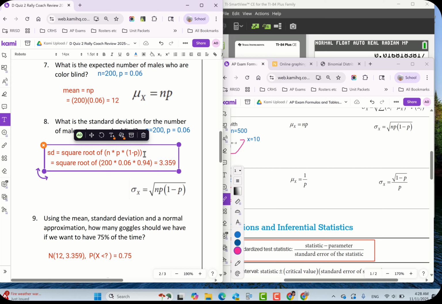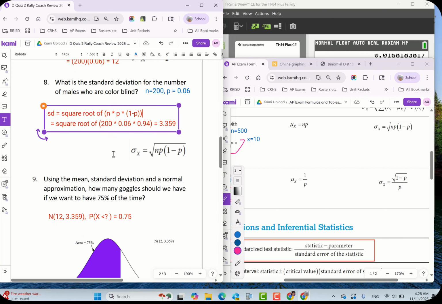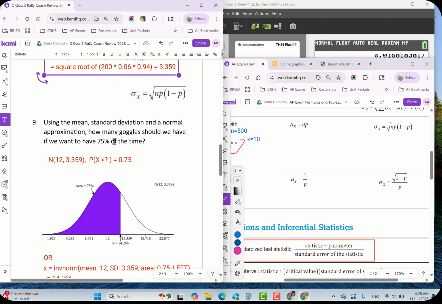So you have the square root, so you have 3.359, right? Then we have the standard deviation, you plug that in, and there you go, okay? I don't have the pretty square root because my square roots have been funny. I guess I could draw it. Maybe I'll fix it for your final draft copy. Then, using the mean, the standard deviation, and a normal approximation, how many goggles should we have if we want to have enough, this should say enough, 75% of the time.